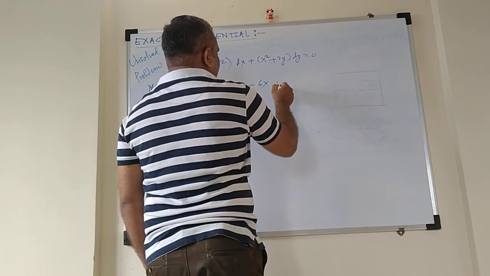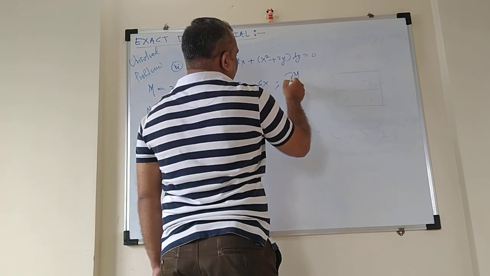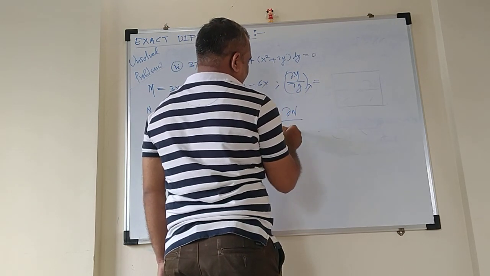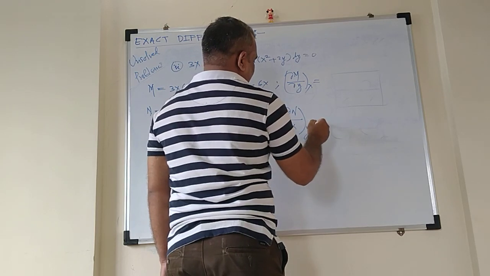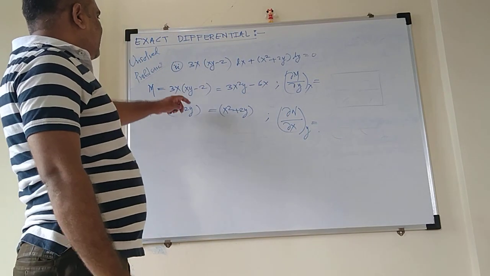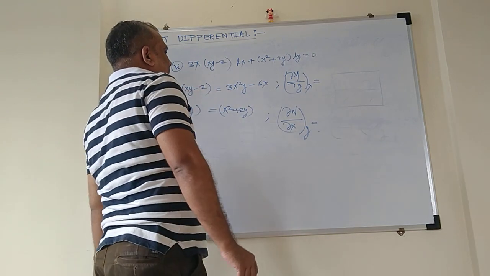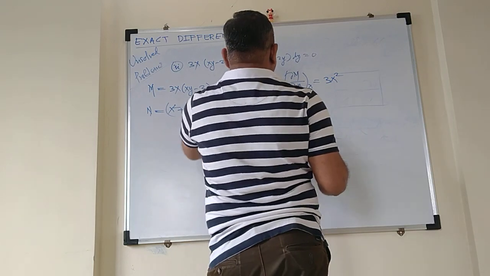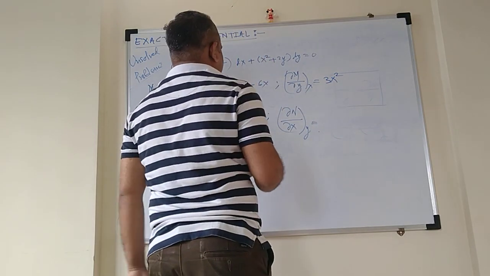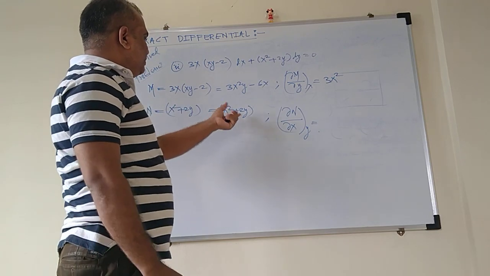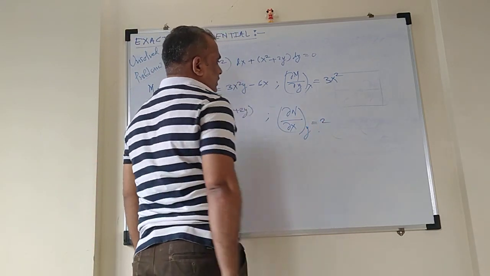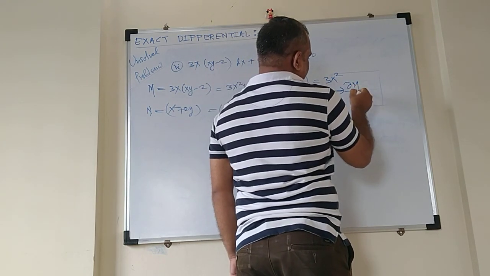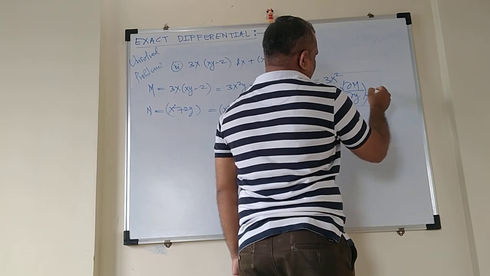And now calculate the differentiation dou m by dou y when x is constant, and dou n by dou x when y is constant. So differentiation of this with respect to y when x is constant is 3x square. Y is x is constant, that means this is 0. Similarly, differentiation of n with respect to y is 2.